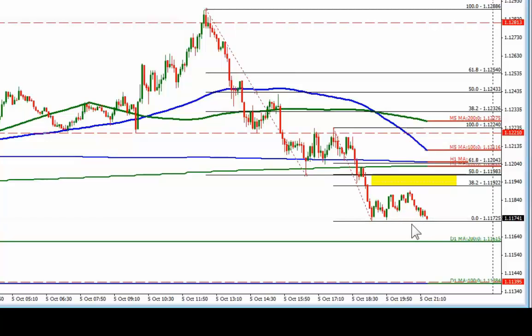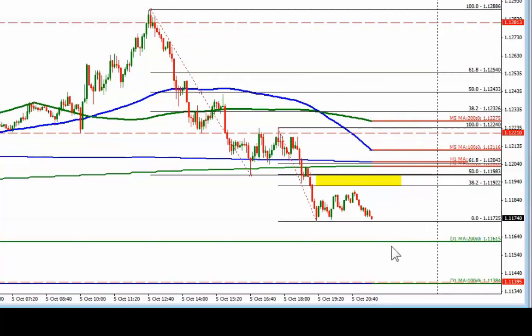We'll see if that continues as the market heads into the close, heads into the new trading day. We know our key levels to watch on the downside, and we're going to be watching the 100 and 200 hour moving average on the upside.